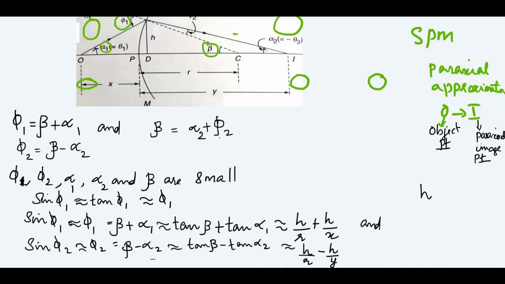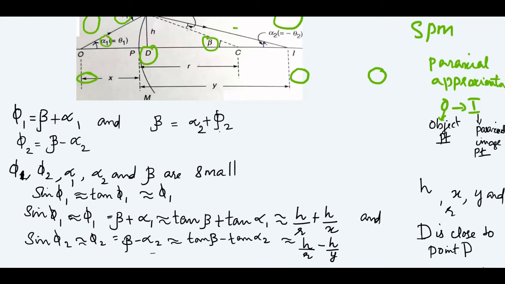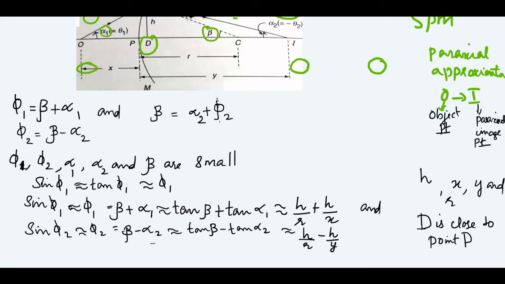Here, the distances h, x, y and r are defined in the figure, and we have assumed that the foot of the perpendicular D is very close to the point P. So that we can write OD nearly equal to OP, which is equal to x, and ID nearly equal to IP, which is equal to y.